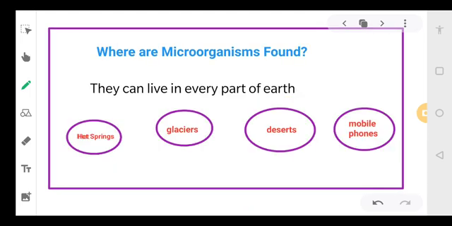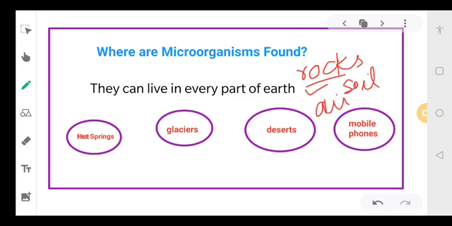Okay, let's come to the next topic. Where are microorganisms found? Dear students, as I told you, microorganisms are very tiny, and the very special characteristic is they can live in every part of the earth. They can be present everywhere. They can be present in the rocks. They may be present in the soil, right? अर्थ के सरफेस पर रॉक्स में भी हो सकते हैं, वो सॉइल में भी हो सकते हैं, एयर में भी प्रेजेंट हो सकते हैं. They may be present in the water also. So they may be present everywhere.